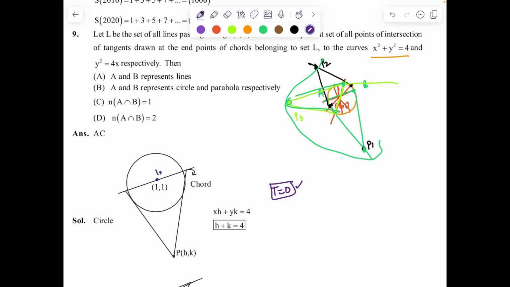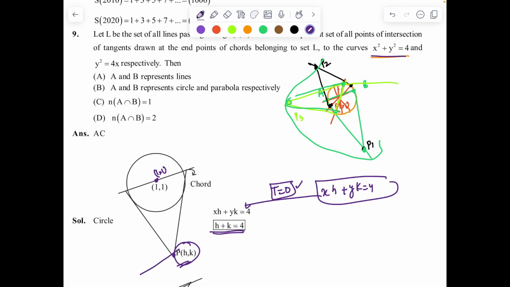So in the first case, let's say the curve is the circle x square plus y square equal to 4. With respect to the circle, if I draw T equal to 0, I replace x square with xx dash, so xh plus yk equals 4, which I've written over here. And now since this chord is passing through (1, 1), if the point of intersection is (h, k), that must satisfy h plus k equals 4, which shows that the locus of this point from which the tangents are drawn, meeting the circle at points A and B, with the chord always passing through (1, 1), will always lie on this line, right? So that is quite interesting to see.